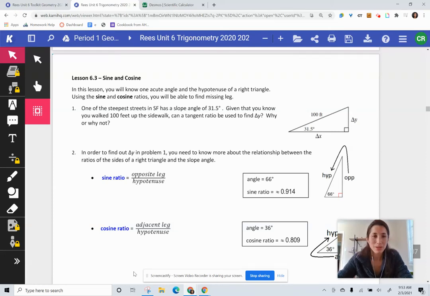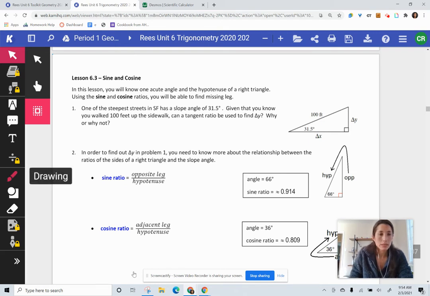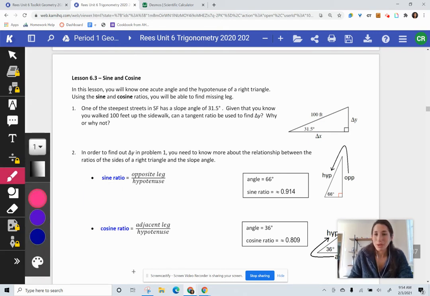It's Miss Race, and we're going to be looking at the sine and cosine ratios today and how we can use those ratios to help us find missing sides in triangles. So if you remember from the last lesson, our tangent ratio is the change in y divided by change in x. Remember, a tangent ratio was our slope triangle.